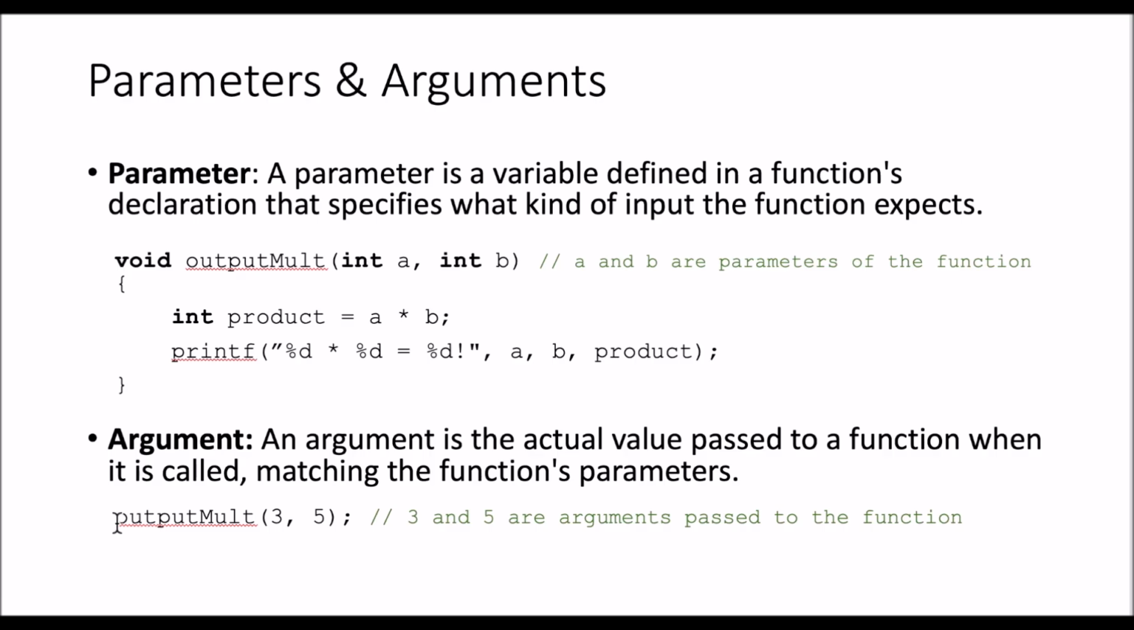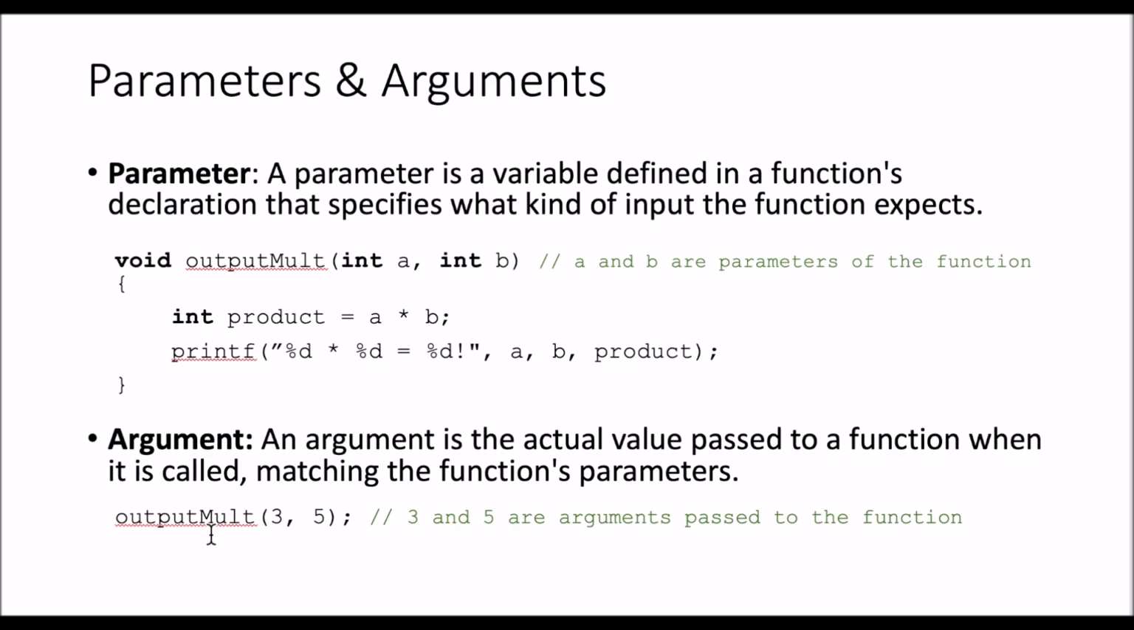So when I'm executing this line of code in my program, what will happen is it'll perform the computation of 3 times 5, which is 15. 15 is stored in product, and then it'll output 3 times 5 equal 15, exclamation mark. And then my program would continue with the following statements after this function call.